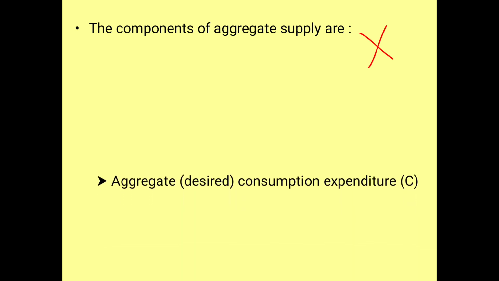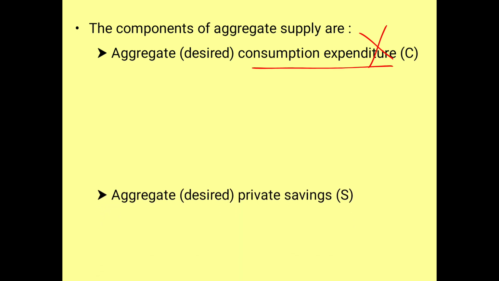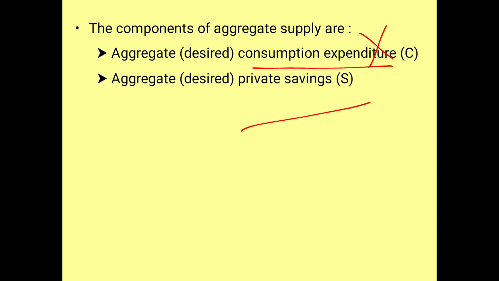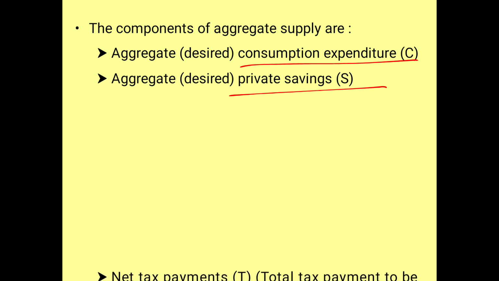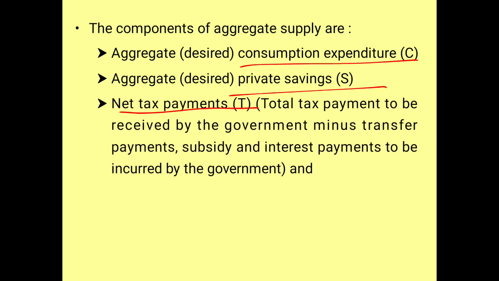So, what are the components of aggregate supply? This is a book back question. Okay, what are the components of aggregate supply? First one, consumption expenditure. Next one, private savings. Next is net tax payment. How much of tax does he pay?